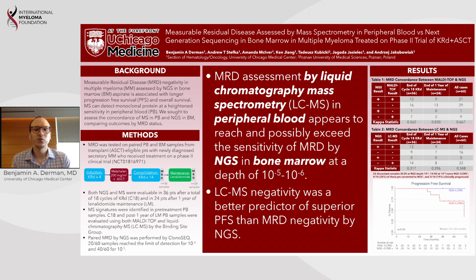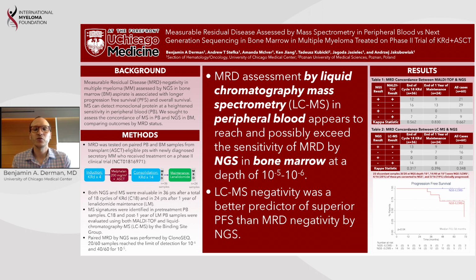And there are a couple of different ways to do the mass spectrometry test. We looked at 2 different ways. The mass spectrometry was performed by the Binding Site group, and the NGS was performed by a company called Adaptive Biotechnologies. And what we found is that for the most part, these tests do have a decent amount of agreement, but mass spectrometry was able to pick up disease in several patients where the NGS test from the bone marrow was saying that it was negative.